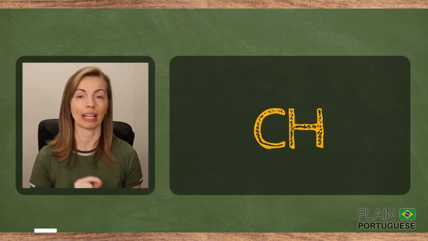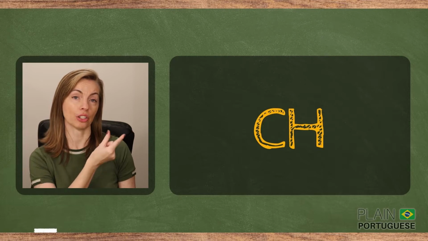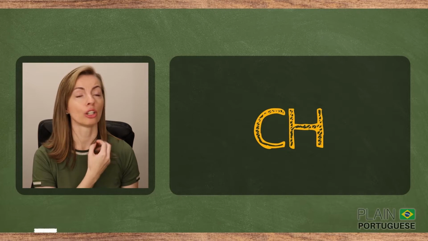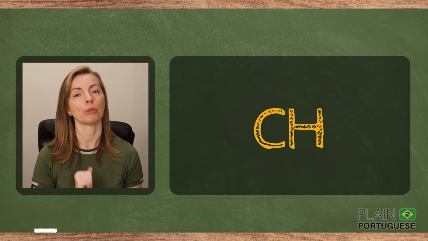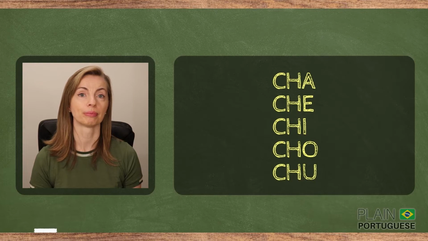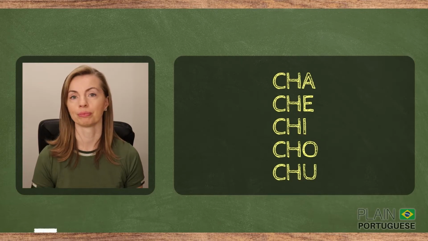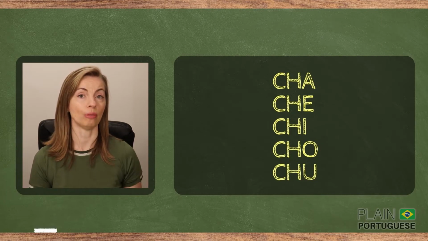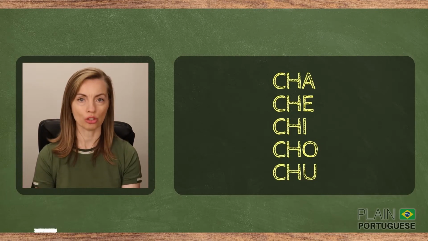Now, whenever it is after a C, we must pronounce the C and H as sh. So again, whenever you see these two letters together, you must pronounce them as sh, as in shiny, shoes. So repeat after me. Chá, che, chi, chó, chu. Muito bem.